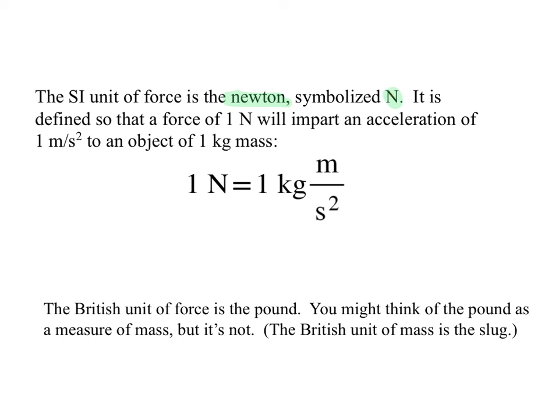All right, we define it so that a force of 1 Newton will impart an acceleration of 1 meter per second squared to an object of 1 kilogram mass. That is, 1 Newton is 1 kilogram meter per second squared, and we'll use this a lot. As an aside, the British unit of force is the pound, which you're familiar with. You might think of the pound as a measure of mass, but it's not. It's a measure of weight, so therefore it's a force. The British unit of mass is called the slug, or sometimes the stone, depending on who you talk to. It's a little weird, and we're not going to get into it.